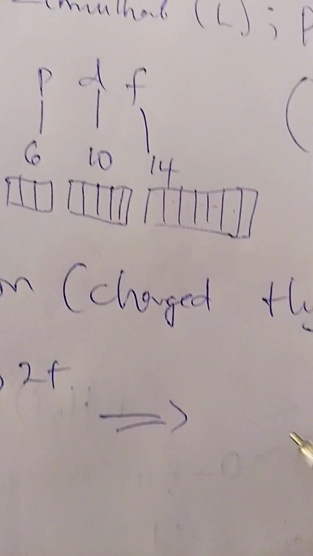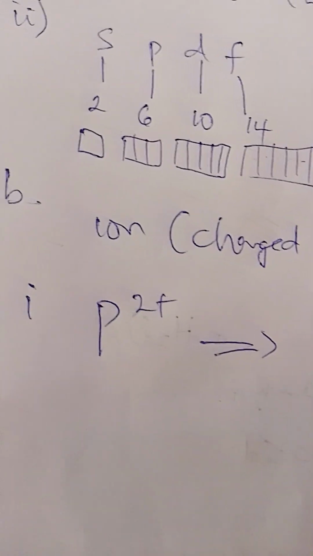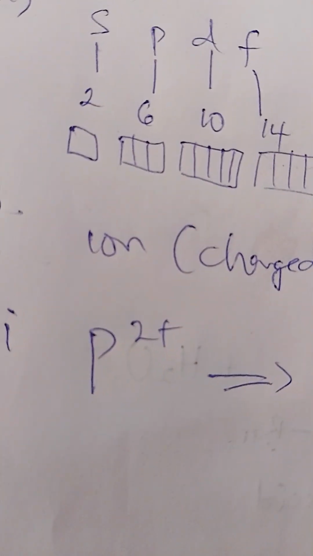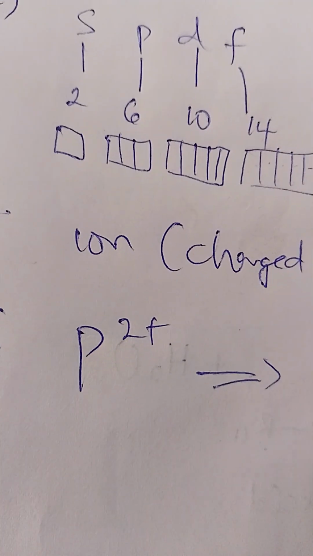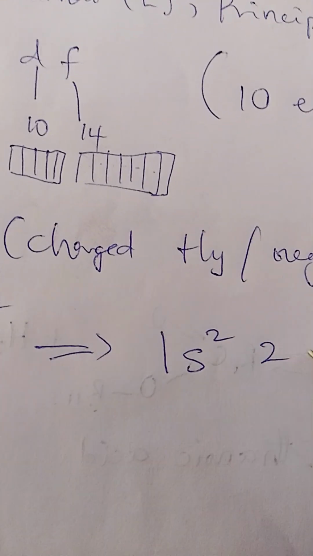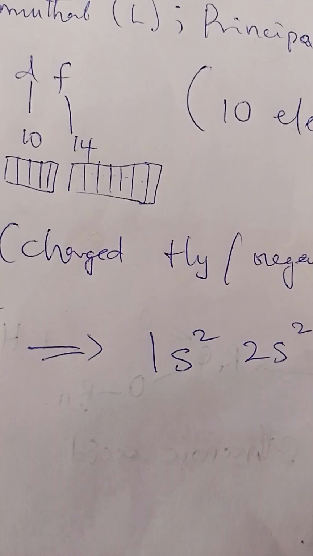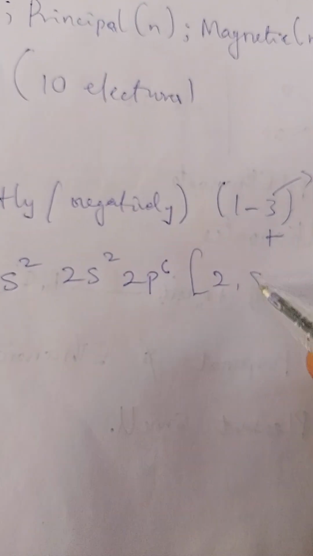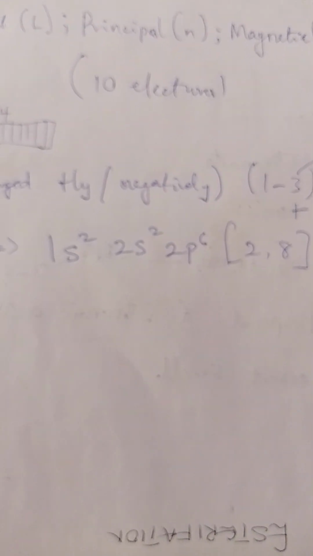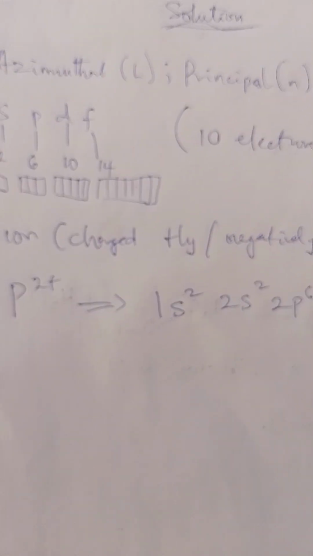So they ask us to write the electronic configuration of this. When you have 2 plus, that means 2 electrons have been given off, have been donated. So we're going to have 1s2, 2s2, and 2p6. Or if you want to put it in shells, it should just be 2, 8. Alright, hope we are following.